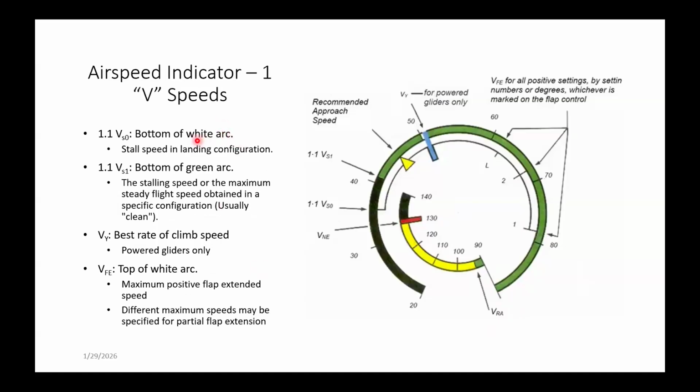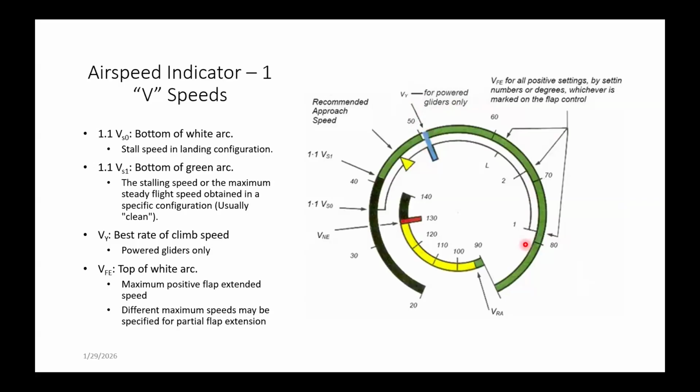So with the bottom of the white arc at 1.4 VSO and the bottom of the green arc, so stall clean, 1.1 VS1, VY, the blue tag or the blue line, appears for powered gliders, and that's your VY speed. That's your best rate of climb, not your best angle, your best rate. In fact, I haven't seen a powered glider handbook talk about VX. In the United States, when you're flying a power plane, they talk about VX all the time. But that's VY, that's what the blue line represents.